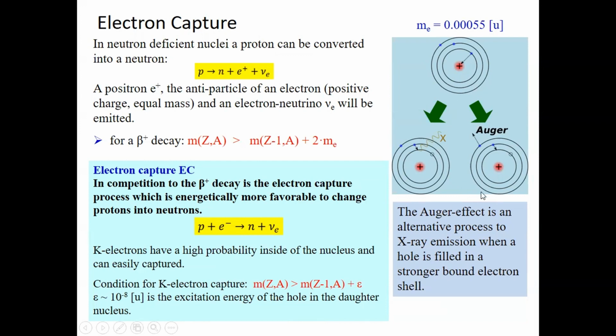There is another effect which I have shown here very briefly, the Auger effect. It is an alternate process to X-ray emission. When a hole is filled by a strongly bound electron from a shell, such an effect comes out. We know very well that a transition occurs when an electron moves from one energy level to another. You can have characteristic X-rays, but Auger is a process in which the hole is filled by the electron.